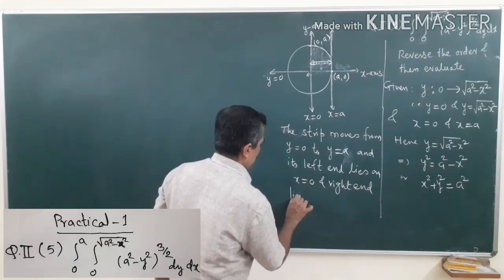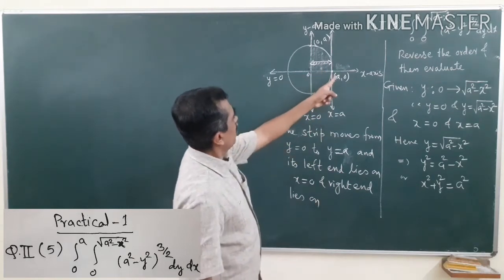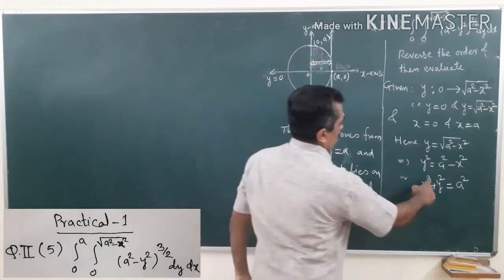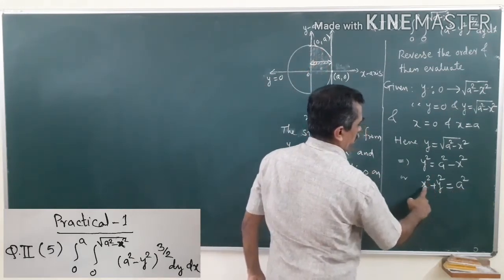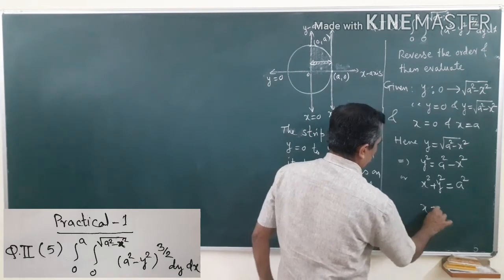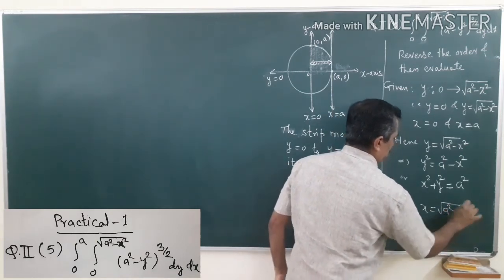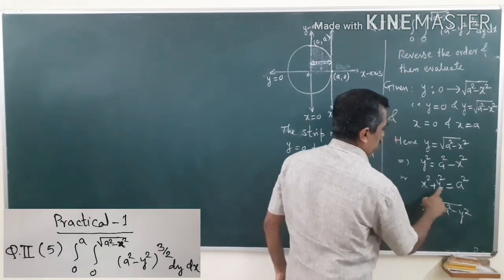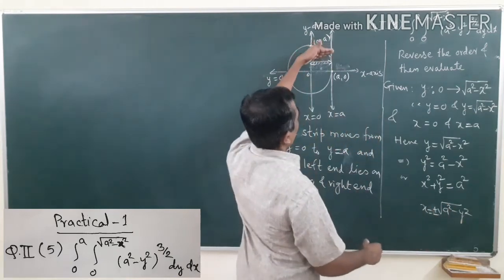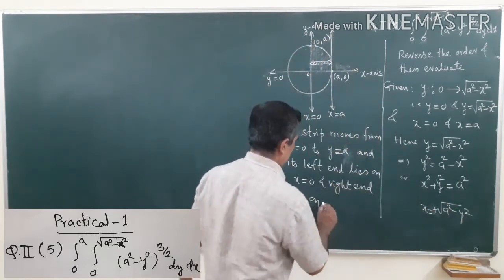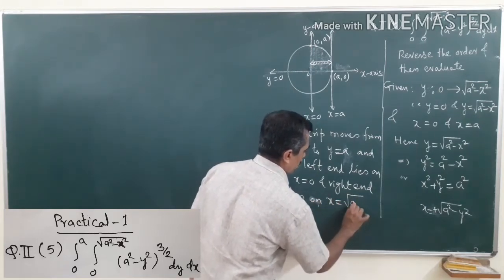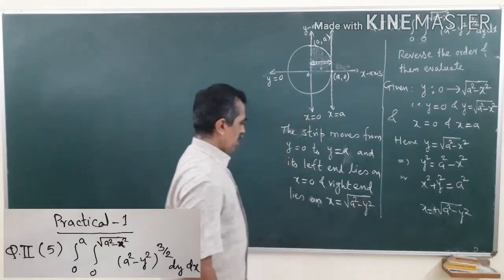lies on, where is the right end? On this circle. On the circle, what is x? x square plus y square is equal to a square. Therefore on the circle, x square is a square minus y square, and x will be equal to under root a square minus y square. It will actually be plus minus, because take this y square to this side and you will get x is equal to plus minus, but we are in the first quadrant, therefore only plus. So no need to write the plus sign, and its right end lies on x is equal to under root a square minus y square.